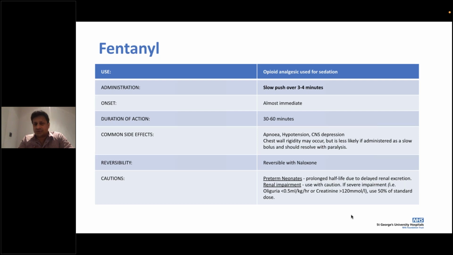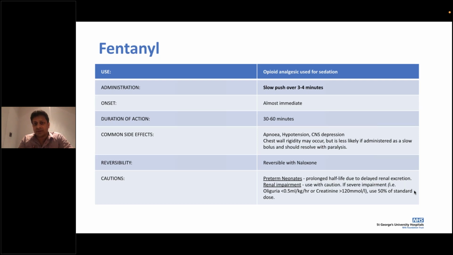Now let's concentrate on the side effects written here. We've got apnea, hypotension, CNS depression, and chest wall rigidity. Chest wall rigidity we do come across on and off within the neonatal unit, and that information is important when this baby gets intubated the next time around in the future.